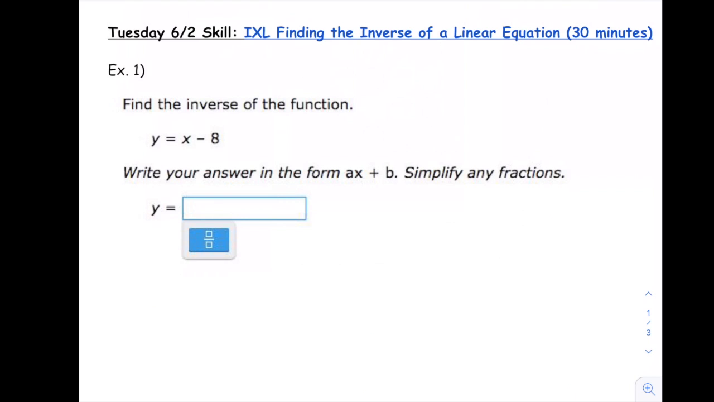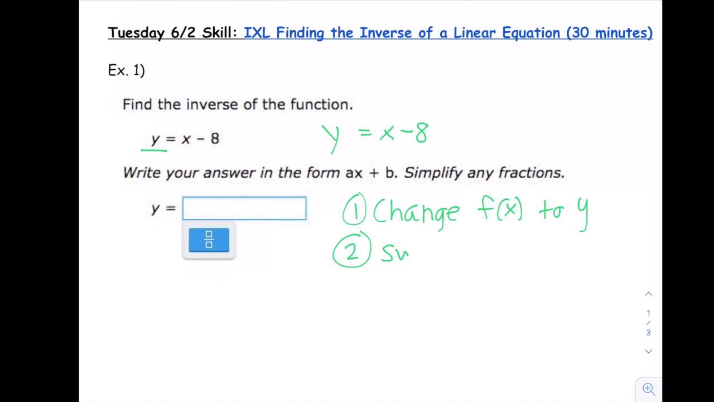On Tuesday, your problems will look like this. Find the inverse of the function. Sometimes you'll be given a function that says f of x at the beginning. Remember that that's just the same as y. So if it does say this, just first change f of x to y as your first step. If it already says y equals, then you can go on to step 2, which is switch x and y. Remember that the whole point of inverses is that the inputs and outputs switch.